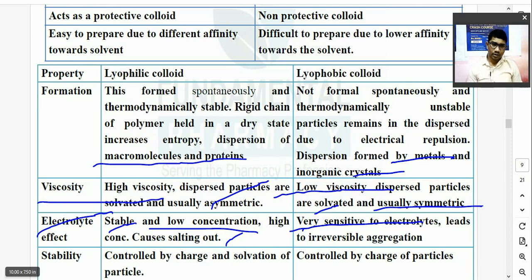Stability of lyophilic colloid is controlled by charge and solvation of the particle. Stability of lyophobic colloid is controlled by charge on the particle. That's why the DLVO theory is proposed for the stability of lyophobic colloid.